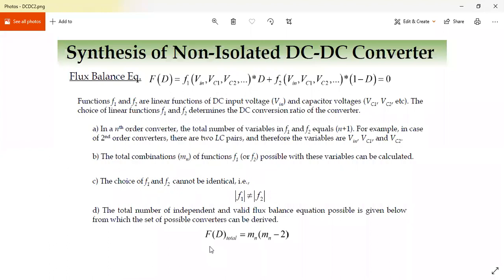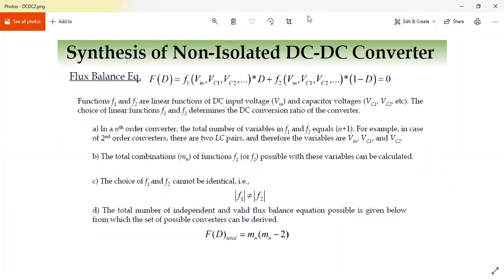Now, if we want to generalize this flux balance equation, what I will get is typically like this. So that means we have some flux balance or energy balance equation where there will be either D or 1 minus D. Because what is D? D is basically T on by T. So in our flux balance equation, if we divide both the terms by T, we'll get D and 1 minus D. Are you getting this or not?